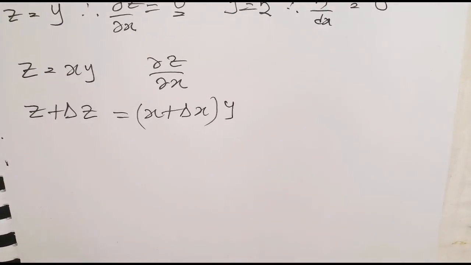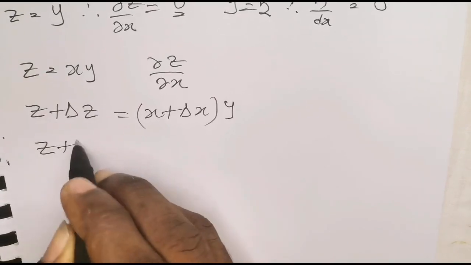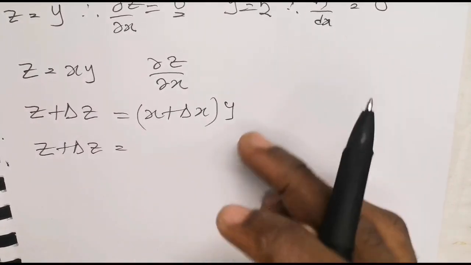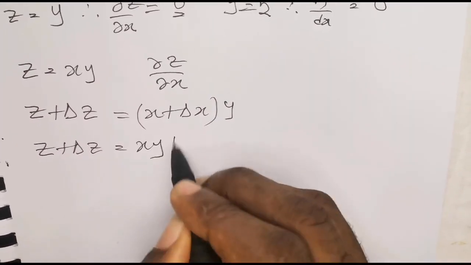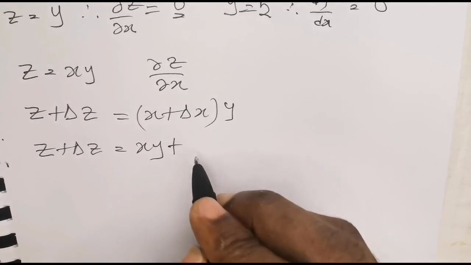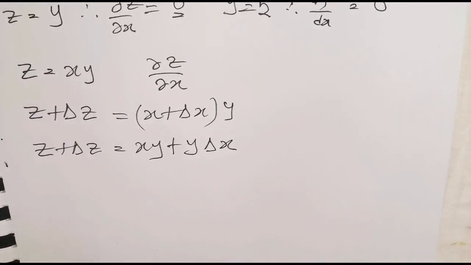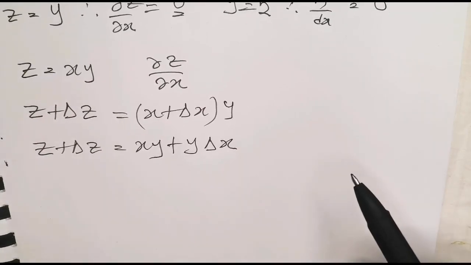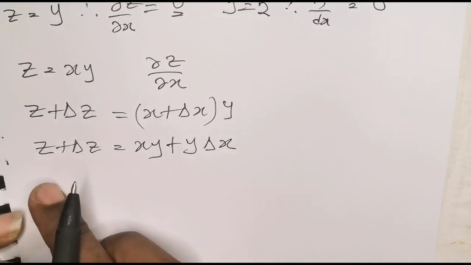So this is the first principle method. You have z plus change in z, and this is equal to, now the next thing is to expand the bracket using y. Y times x gives us xy, plus y times change in x gives us y change in x, and you simply have this. Now at this point, the next thing to do is transfer z over to this side of the equation. If you do that, you're left with change in z on this side of the equation.